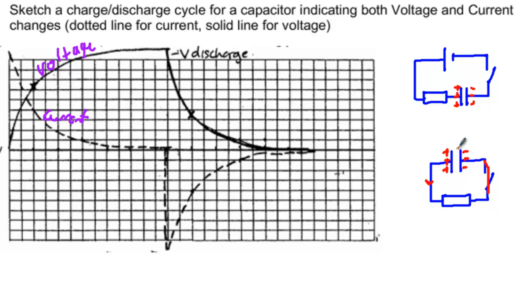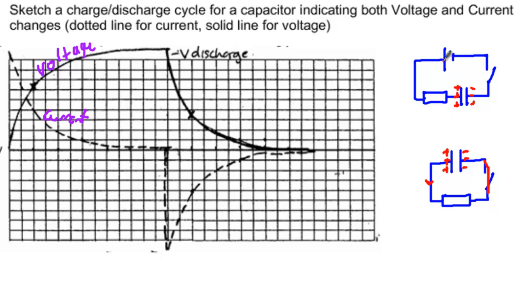Okay, so initially there'll be a full voltage here, and that voltage will decrease, and that's what we see up here. So initially we have a full voltage, and it'll decrease by 63% every time constant. After 5 time constants, there'll be essentially no voltage left across the capacitor. It'll all have been used through the resistor.